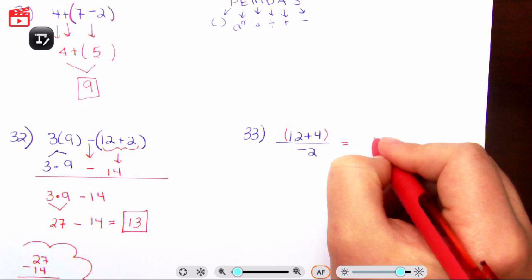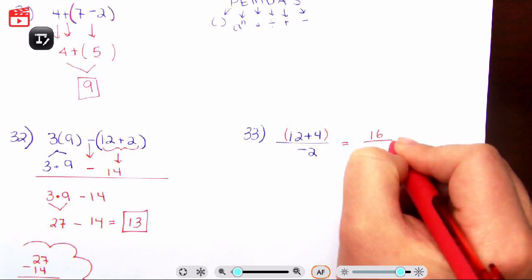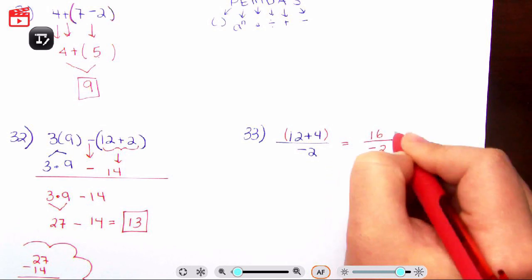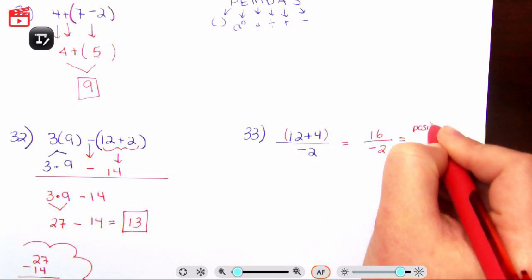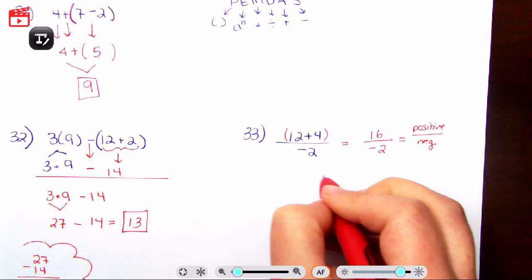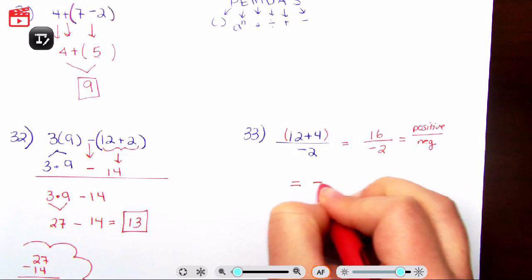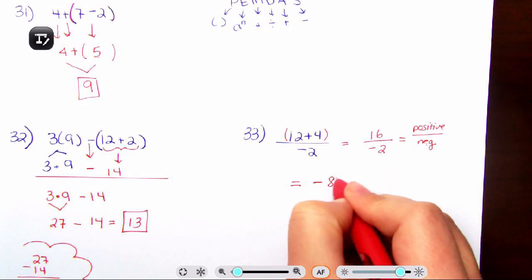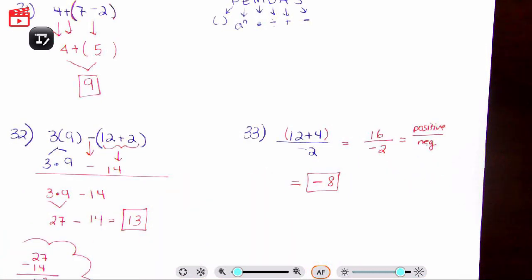So 4 plus 12, that's 16. So we have 16 divided by negative 2. Again, this is a positive divided by a negative. So that means I will have an answer that is negative because these signs are different. And so 16 divided by 2 is 8. So we have negative 8 as our answer for number 33.